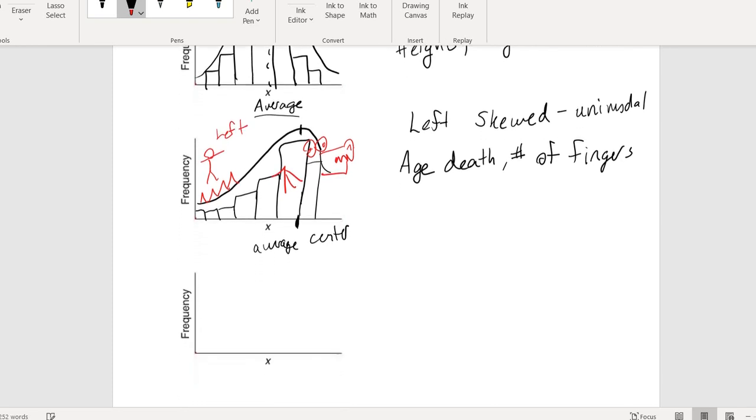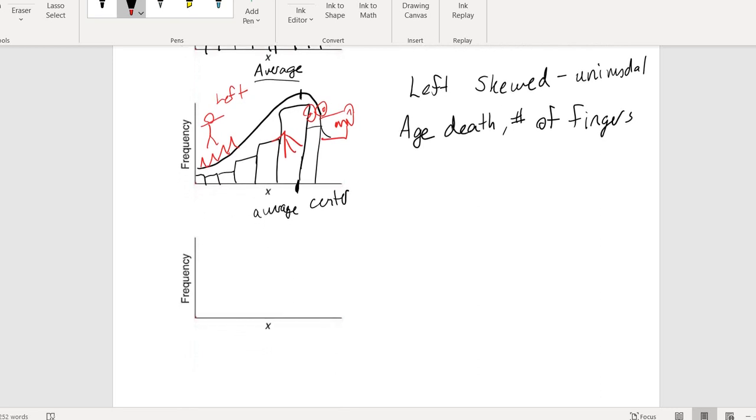I know it's silly. I do like to draw monsters, so if you guys like to do that too, that's fine.